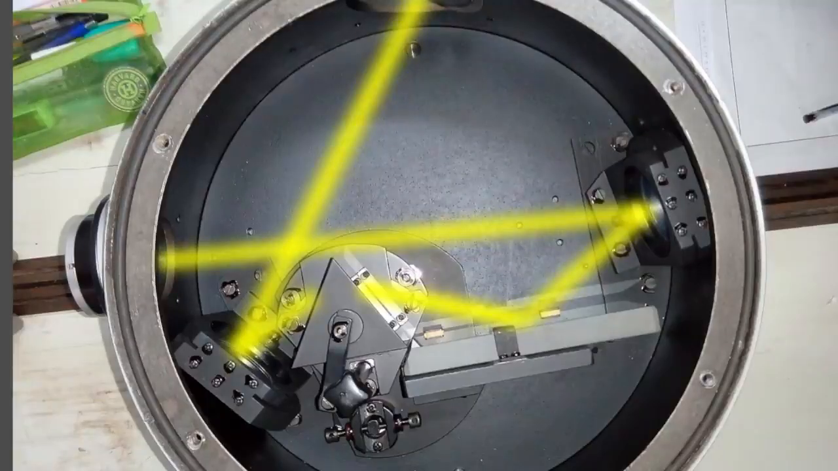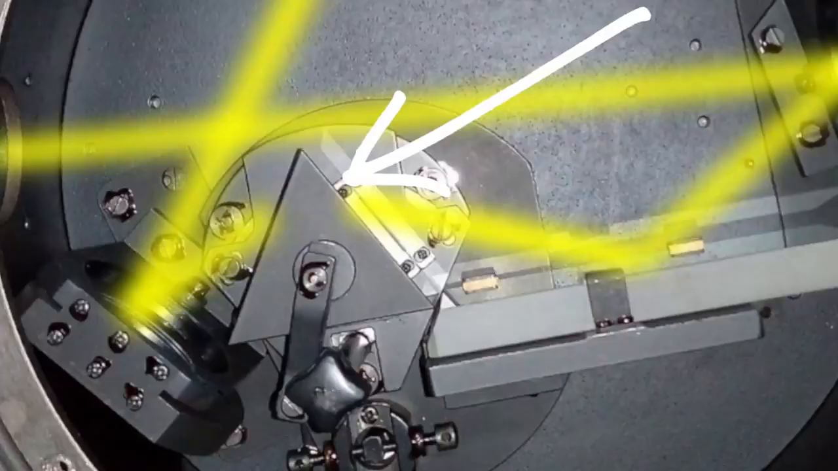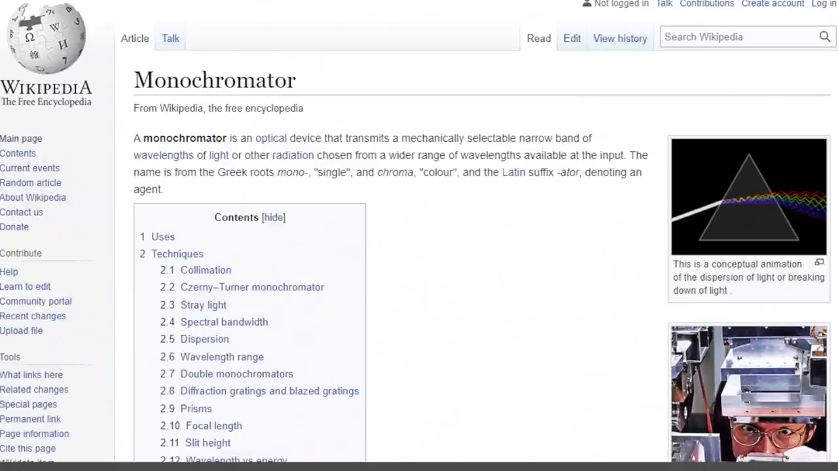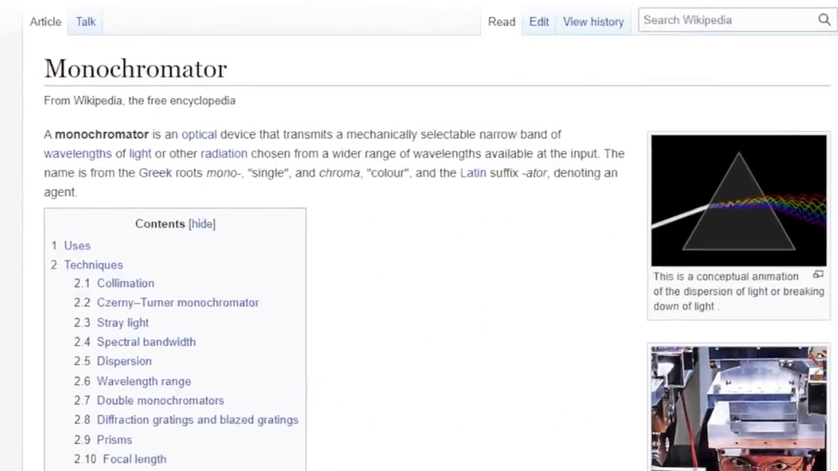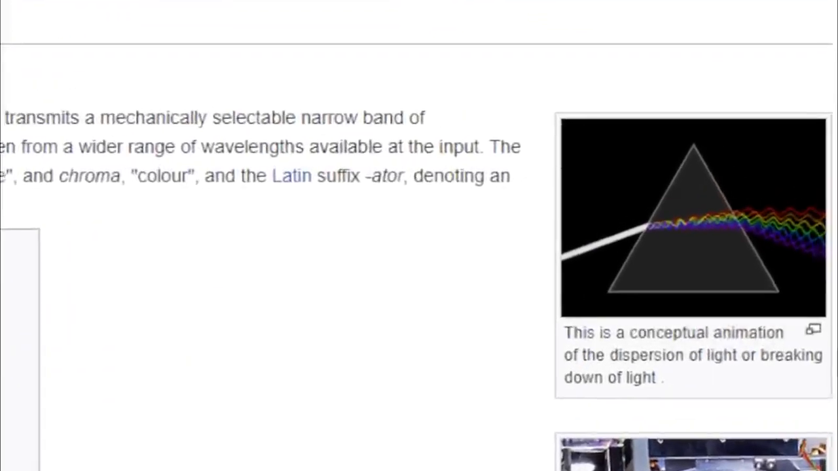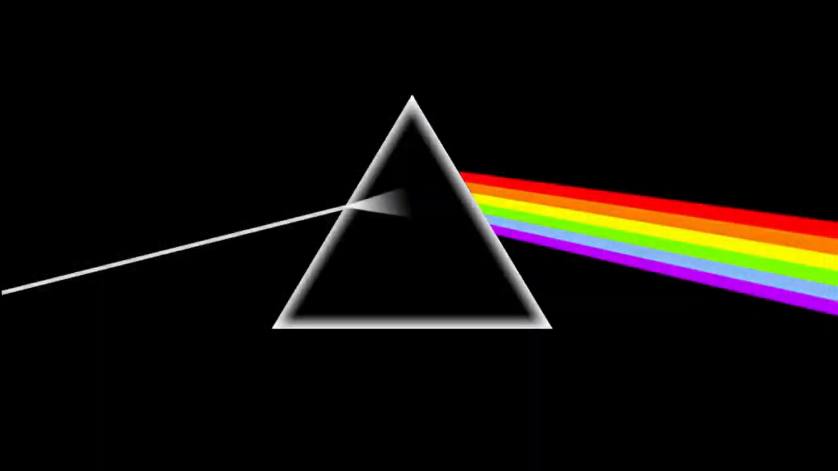Standard monochromators use a prism to break down the light. This is a very familiar image, and Wikipedia displays it for everyone to see. It is now associated with an infamous music album. What is the title of that album? They are telling us. This means we're right on track.